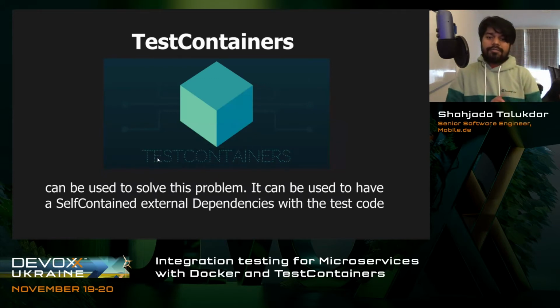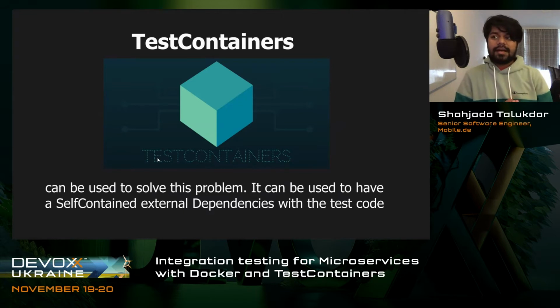So now the part of Testcontainers. Testcontainers can actually be a lifesaver here, and it can be used to solve this problem. So we can have self-contained external dependencies with the test code. What I mean by that is, a lot of people can say, okay, we normally have a script or something which we just execute and the servers are booting up, and then we also run the test. Then these are two different things. So we are doing one command for booting up the external services, and another command for actually running the test, right?